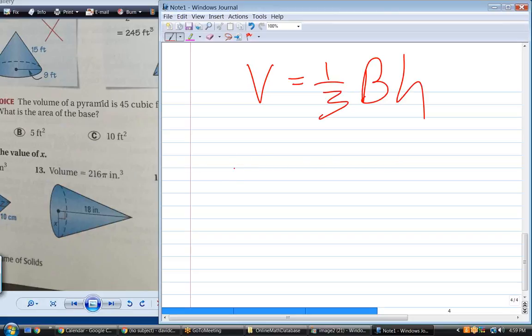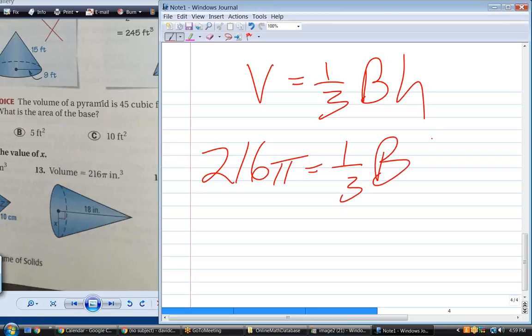Tell me what I should write next on the third. So we can plug in the height. We know that's 18. Well, let's start from the left and go to the right. What's the volume? They give us that, 216 pi. Yeah, and then 1/3 capital B, and then 18. Okay. So we can solve for the area of the base, right?